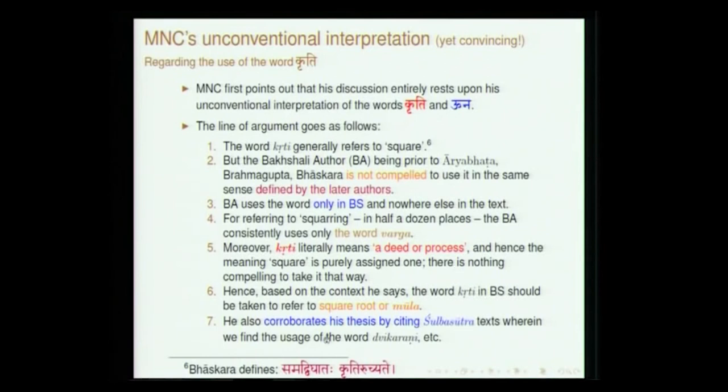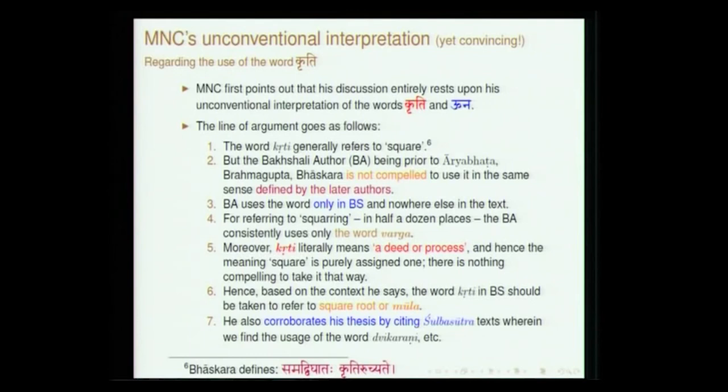And for this particular verse, he says it has to be taken as square root or moola, and he also corroborates this with other evidences from other earlier texts. So, suppose we place this Bakhshali manuscript prior to Aryabhatiya. The only other extant text that we have is the class of texts which are called Sulasutra texts.